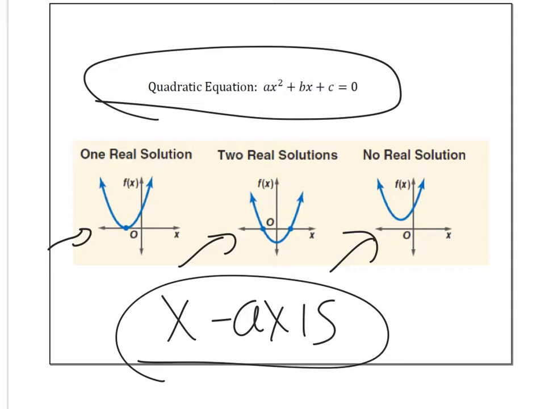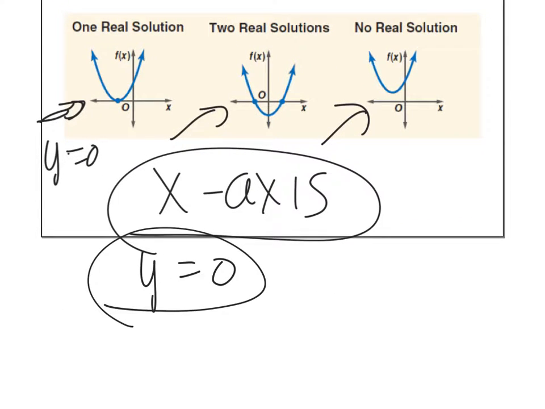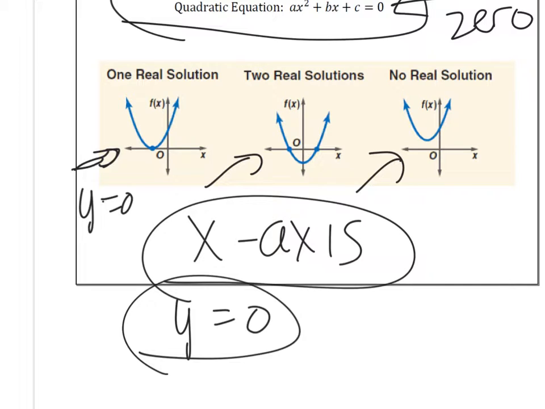Remember, a quadratic equation looks like this. You're trying to figure out where it equals 0. Well, on a graph, this is where y equals 0. The x-axis is where y equals 0. So one of three things is going to happen. It's going to come down and just touch the line, and that's going to be one solution.